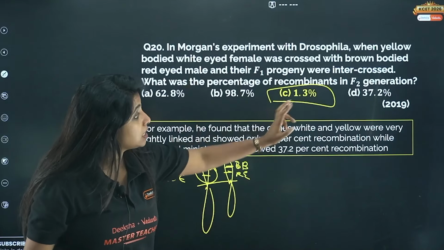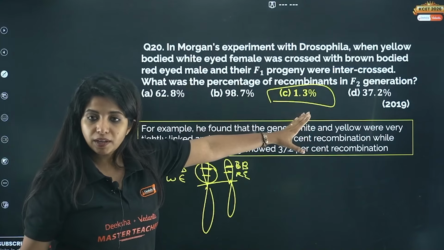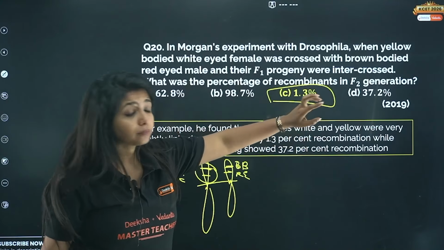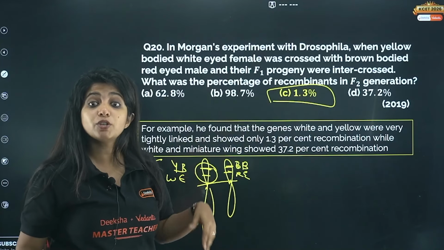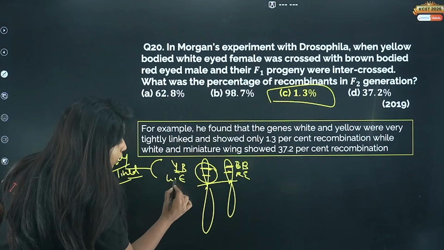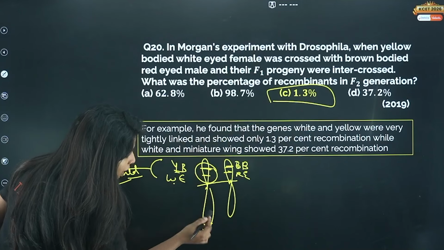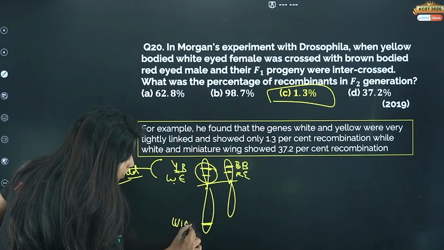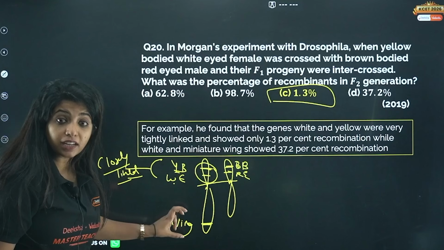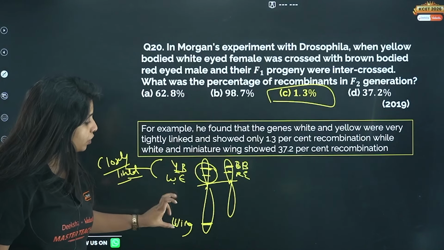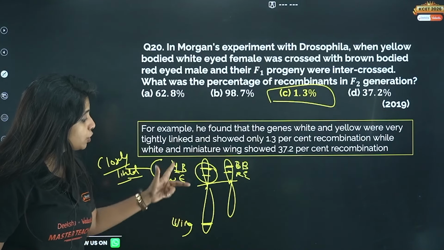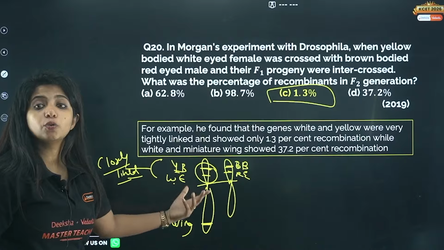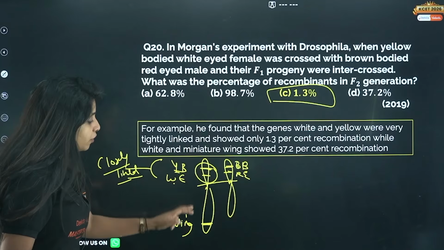So out of this, very less is what? 1.3. Okay, 1.3. And I'll tell you where you see 37.3% recombination. Yellow-bodied, white eye, and then suppose over here you have one more gene which is coding for the wing. For the wing gene, it is located very far. So if you are asked what the percentage of recombination will be if these two characters are given, it is going to be 37.2. Why? Because they are far away from each other.